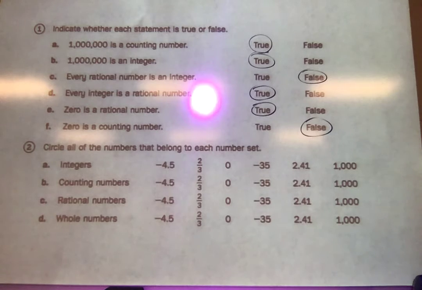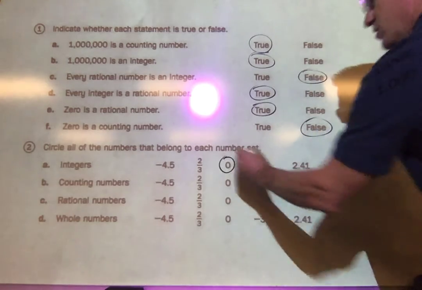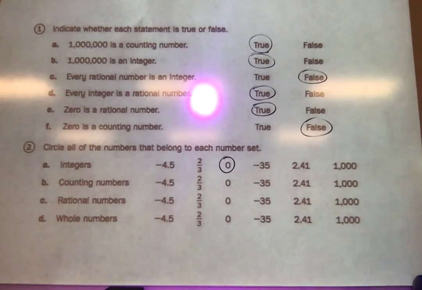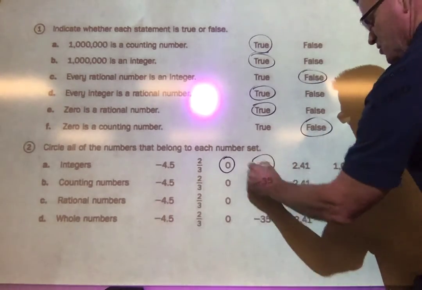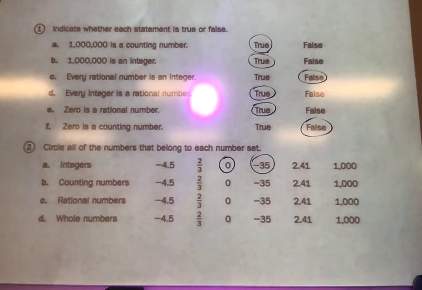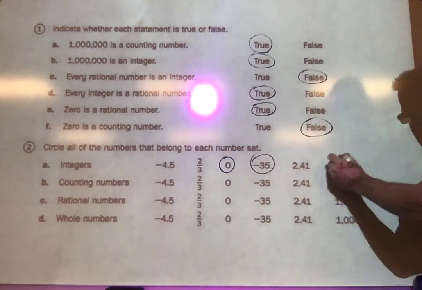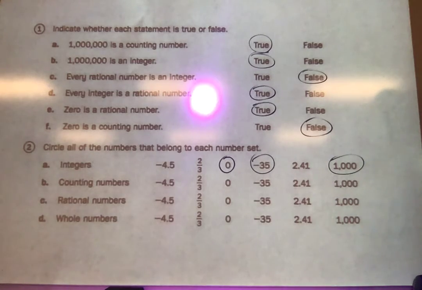Question 2, circle all the numbers that belong to each number set. If we're looking at integers here, we know integers are whole numbers, which include 0, or their opposites. So 0 is an integer, negative 35 is a whole number's opposite, and 1,000 is a whole number, so that would be an integer as well.